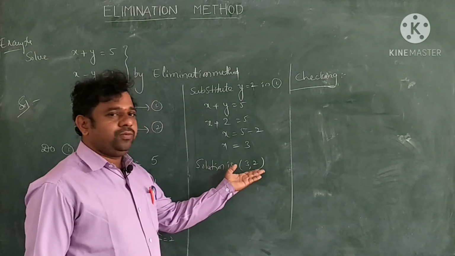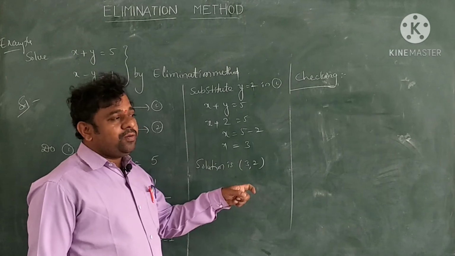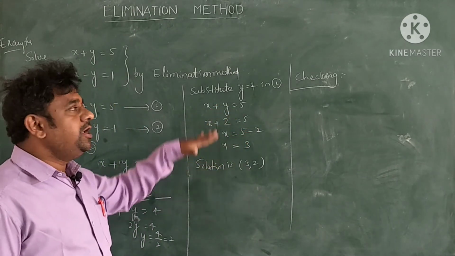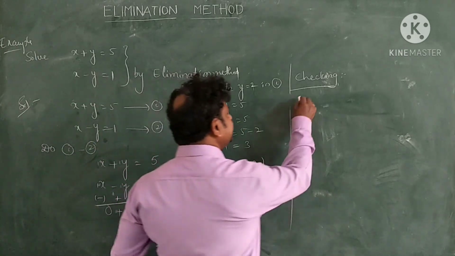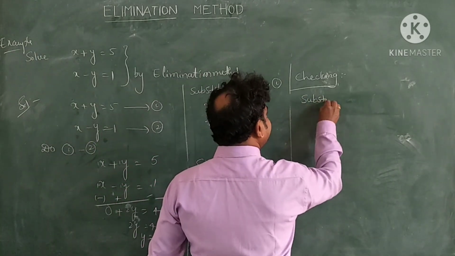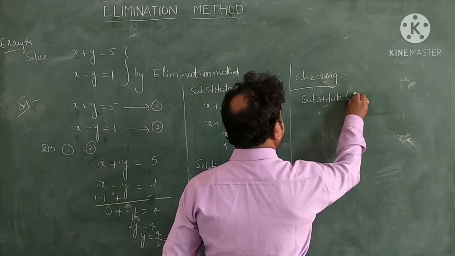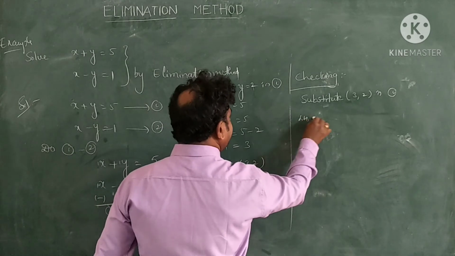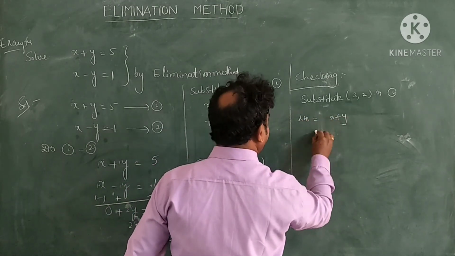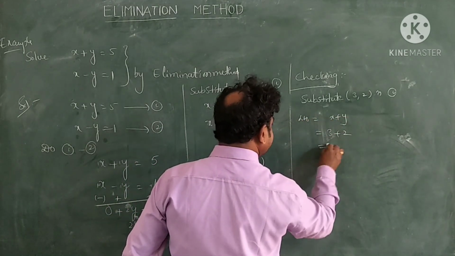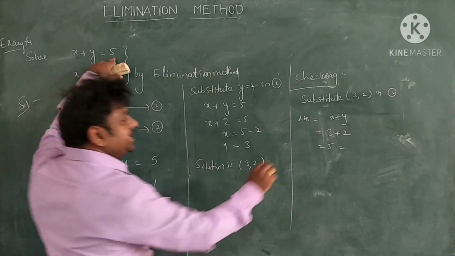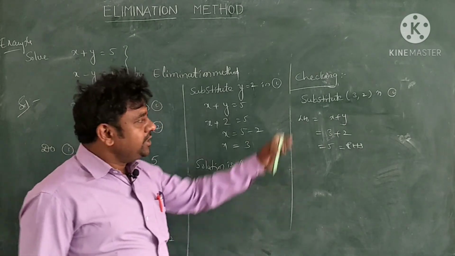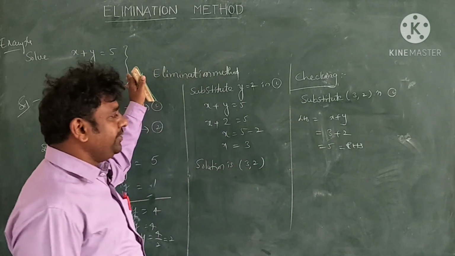Students, we have the solution. Now let us check whether the solution is right or wrong. For that, substitute 3, 2 in equation 1. Students, take LHS, x plus y. Yes, students, 3 plus 2, that is 5. Is this RHS? Yes, this is RHS. Now LHS is equal to RHS. So 3, 2 satisfies equation 1.